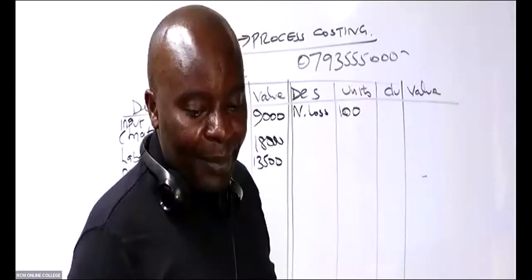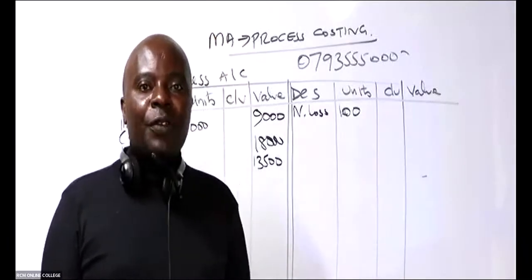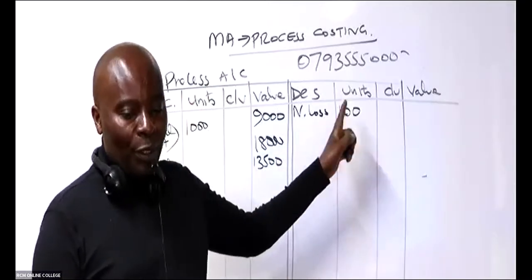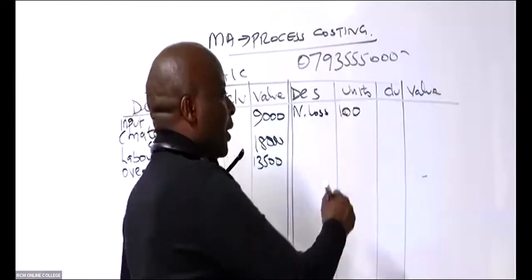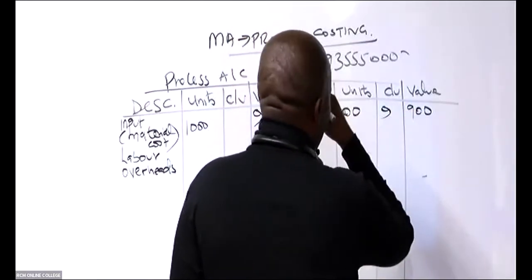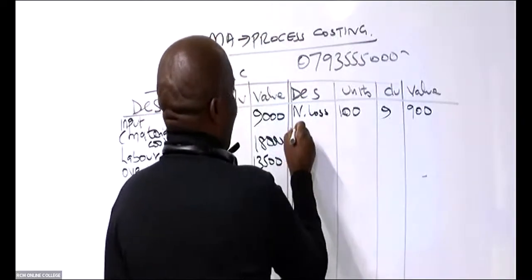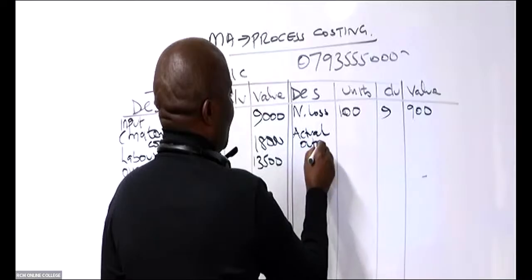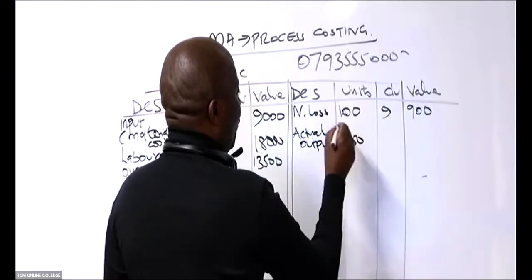And remember, at times the scrap value is not given. If the scrap value is not given, you should always multiply whatever quantity you have here by 0. But now here we have a scrap value of 9, which gives us 900. Apart from that, we have actual output. The actual output is 850.